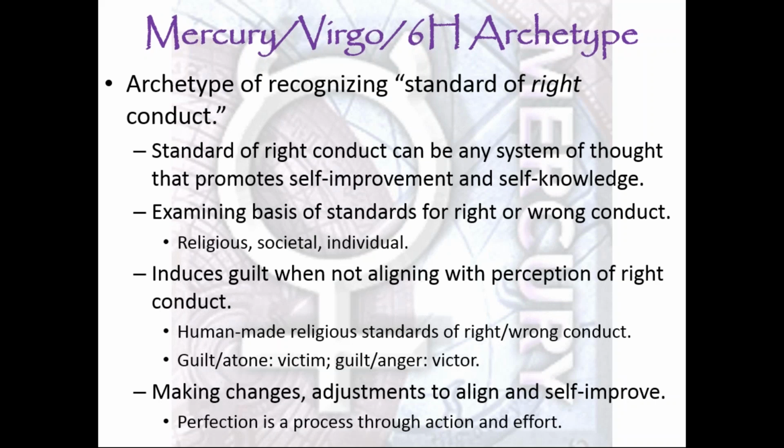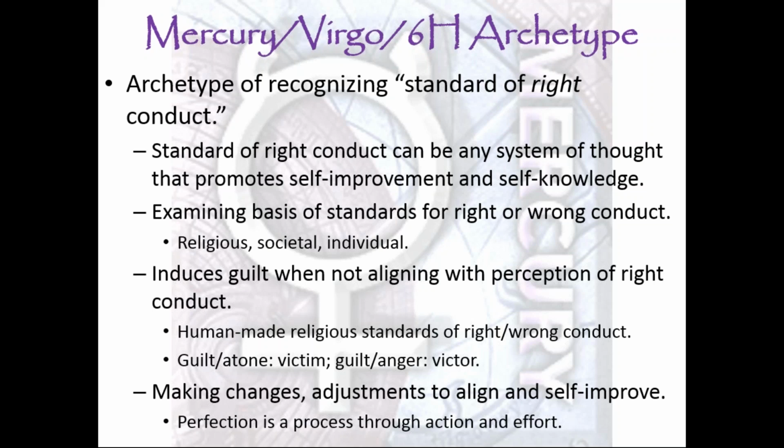And Mercury through Virgo in the sixth house is the archetype of recognizing a standard of right conduct. Now, the standard of right conduct can be any system of thought that promotes self-improvement, self-knowledge, self-awareness, evolution. However, in this patriarchal conditioning world of ours, it becomes important that we can sometimes examine another Virgo sixth house word. We examine the basis for the standards of right or wrong conduct. We get all kinds of them coming at us.